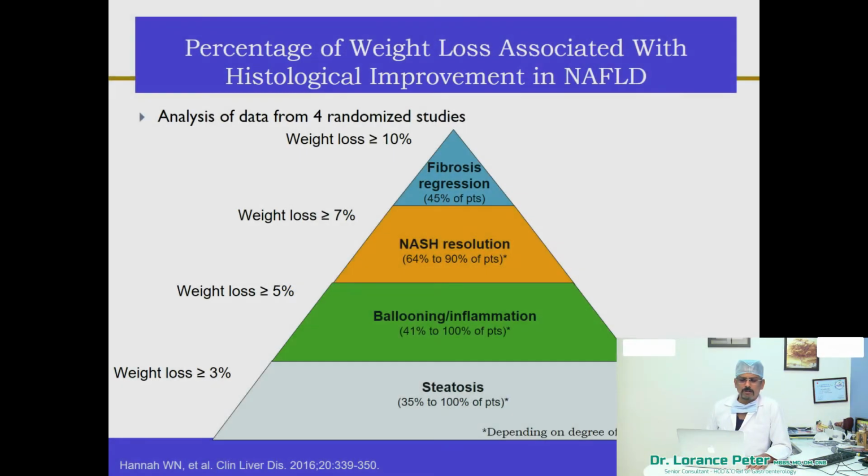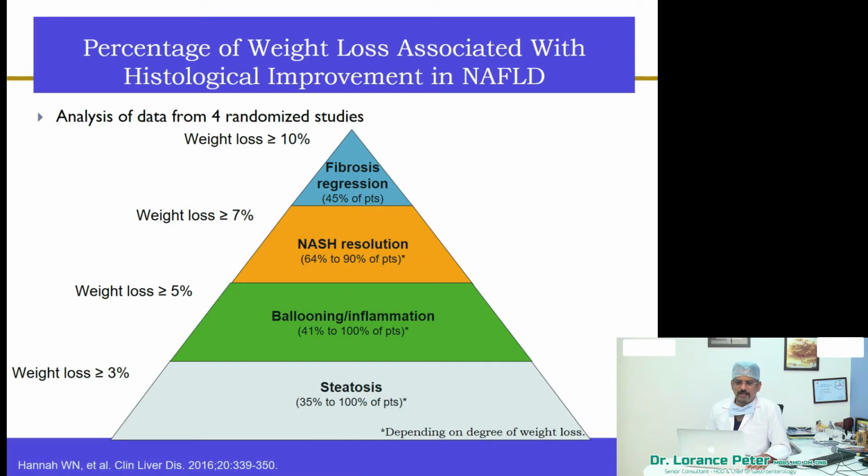There is enough evidence to say that if you lose around 3% of body weight, the fattiness in the liver can reduce by 35% to 50%. And weight loss of more than 5% is associated with a decrease in liver inflammation and liver swelling.